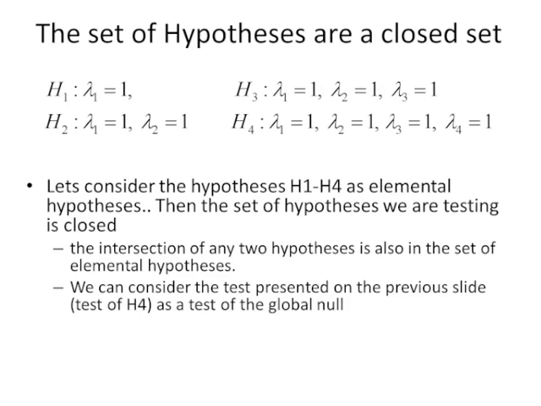Now, it's interesting to note that if we consider the set of hypotheses H1 through H4 as elemental hypotheses, then it turns out that the set H1 through H4 is a closed set. The intersection of any two hypotheses in the set is also in the set. And so family-wise type 1 error control can be achieved if we test in the order H4, H3, H2, H1, and stop testing as soon as we fail to reject a hypothesis. So if we suppose that H4 is rejected, what does the test of H3 look like?